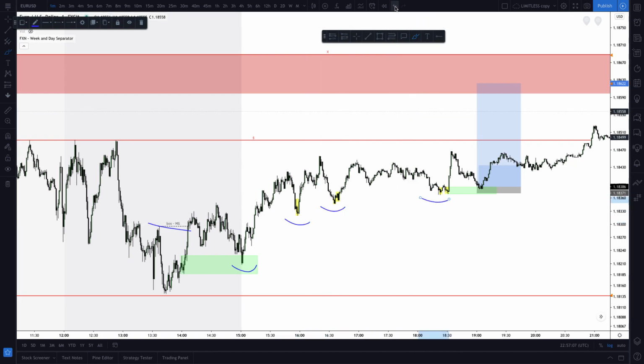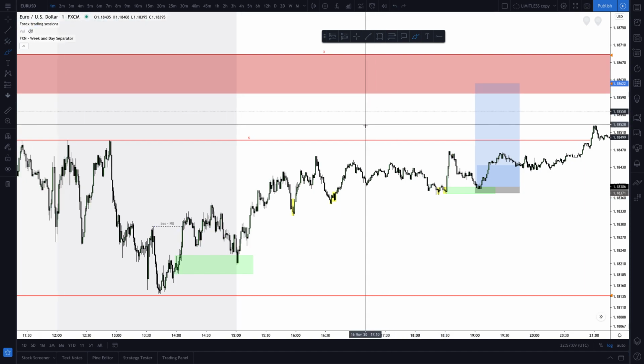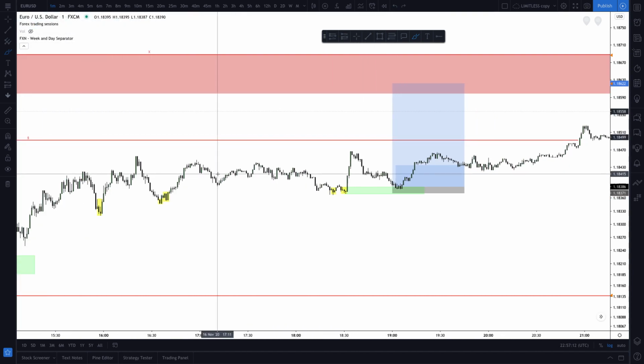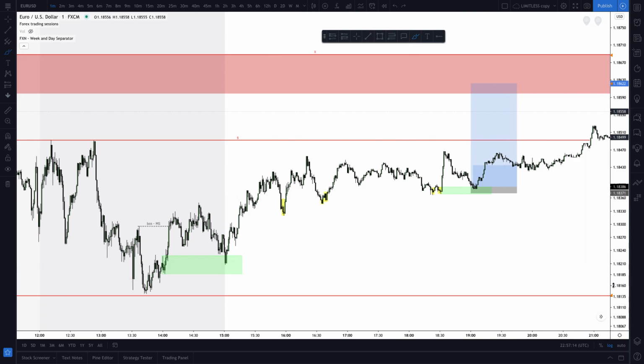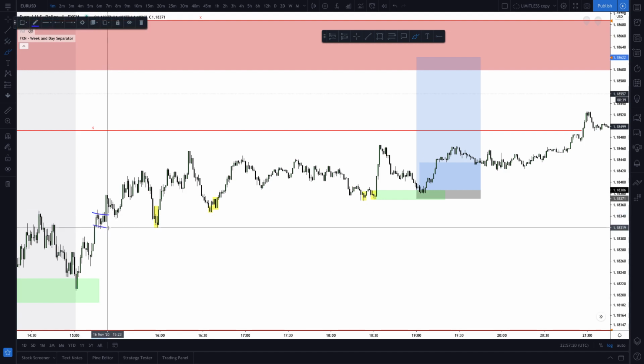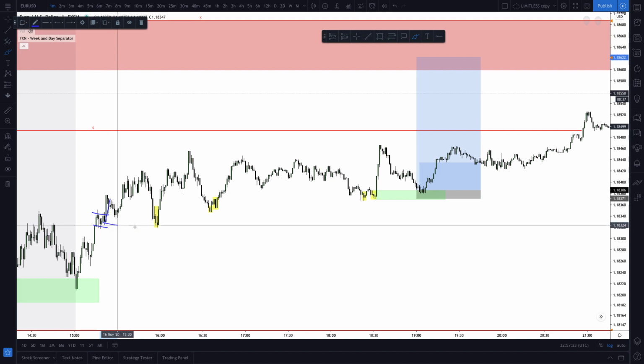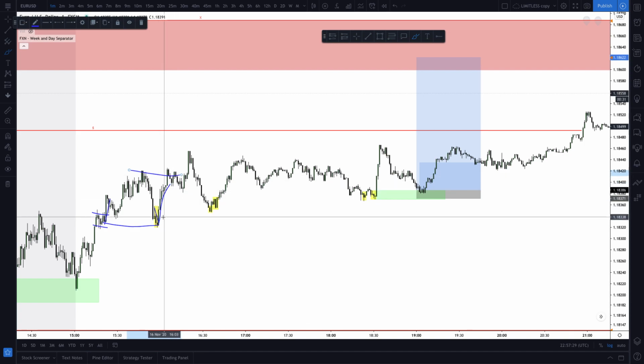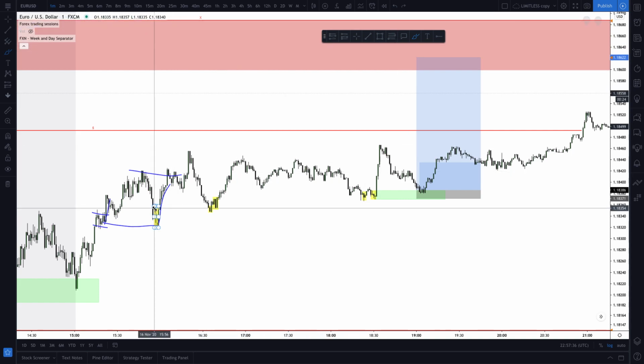And then I was just following the mitigations, which you'll see are the yellow boxes. So this is the first time that I saw the mitigation. So again, sell to buy price delivery. Price came back into it here, and I can see this whole sell to buy caused the breaker structure high. So I know that's a strong low. And then again, mitigation.